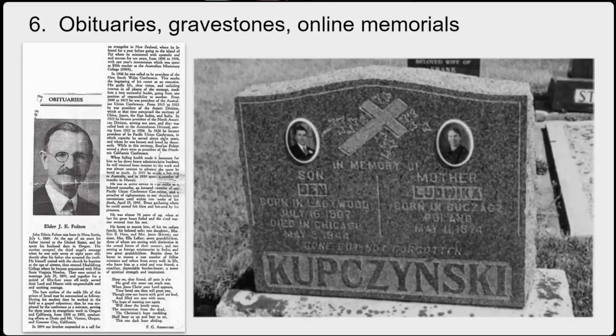Obituaries and gravestones can give you hints about your ancestors' immigration. The obituary on this slide tells us that Mr. Fulton was born in Nova Scotia in 1869 and immigrated to the U.S. when he was 6 years old, which would make his arrival year 1865. The gravestone on this slide tells us that the mother was born in Poland in 1874. Online memorials such as Find a Grave, Billion Graves, or Legacy.com can also give you hints.